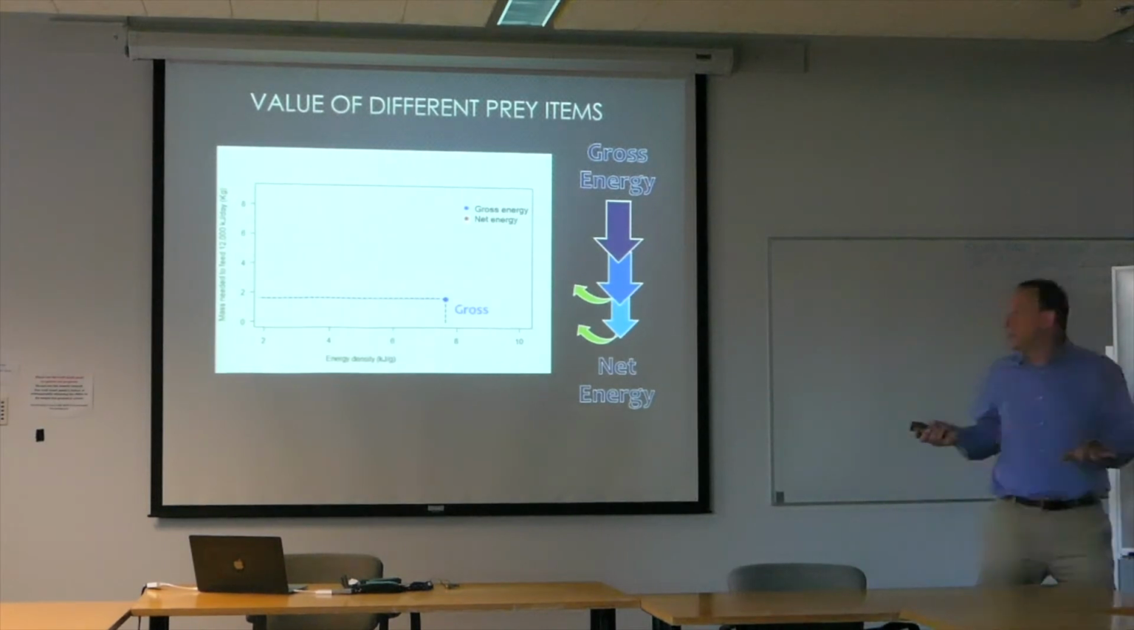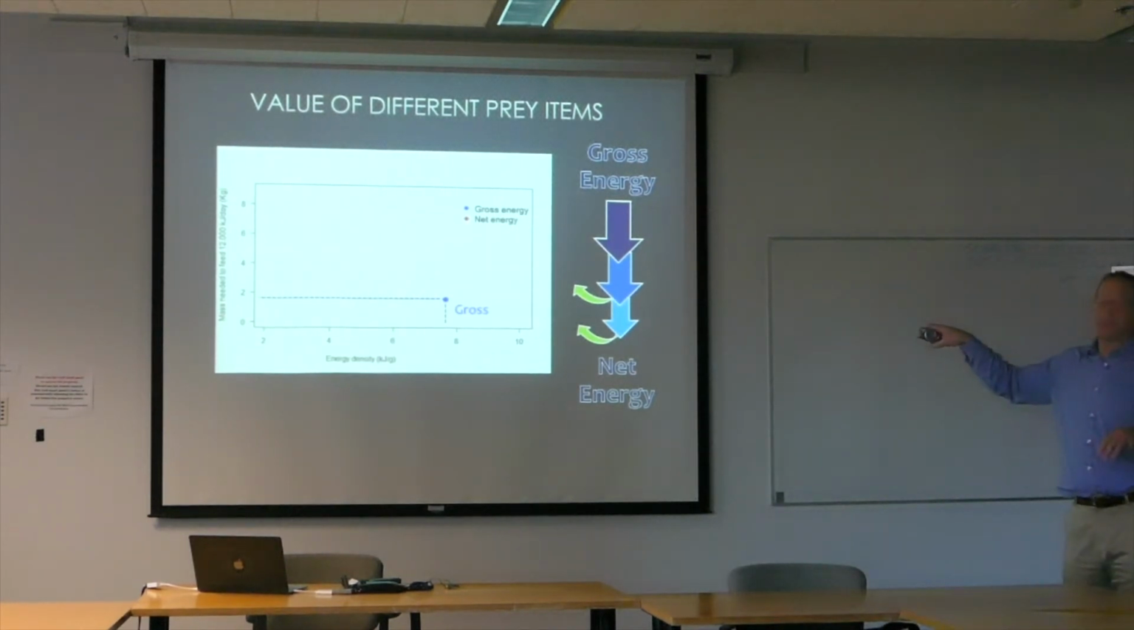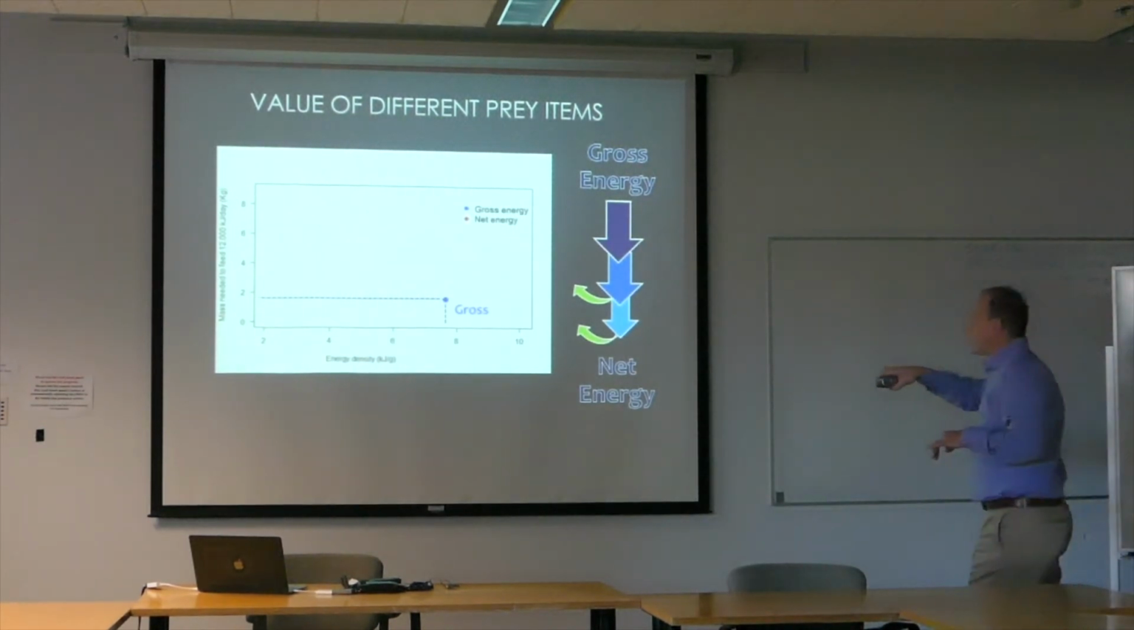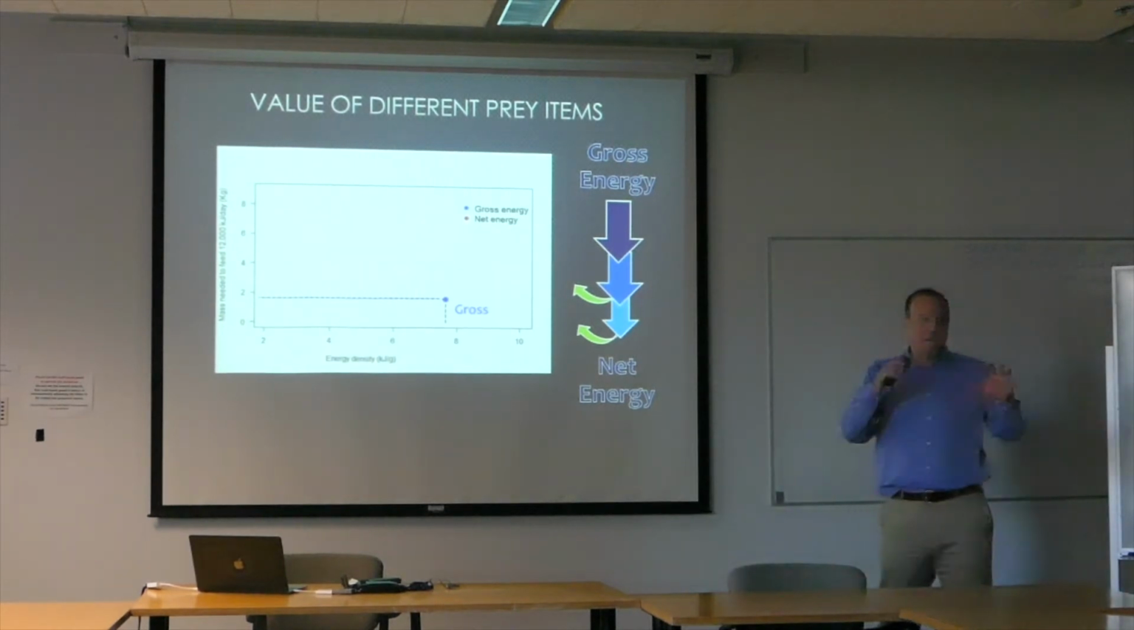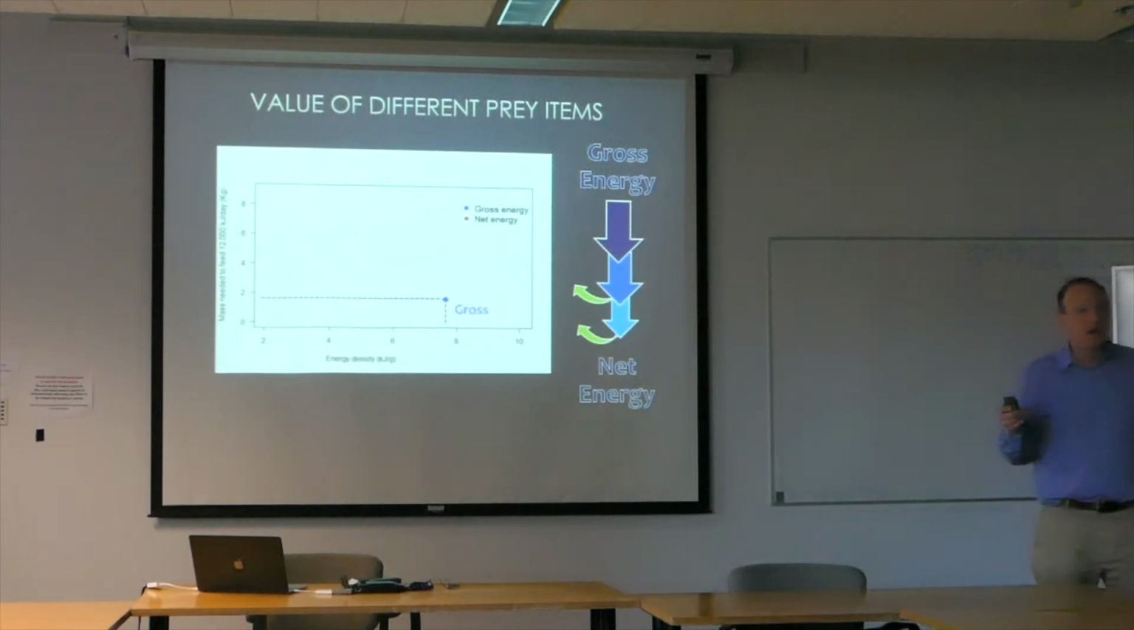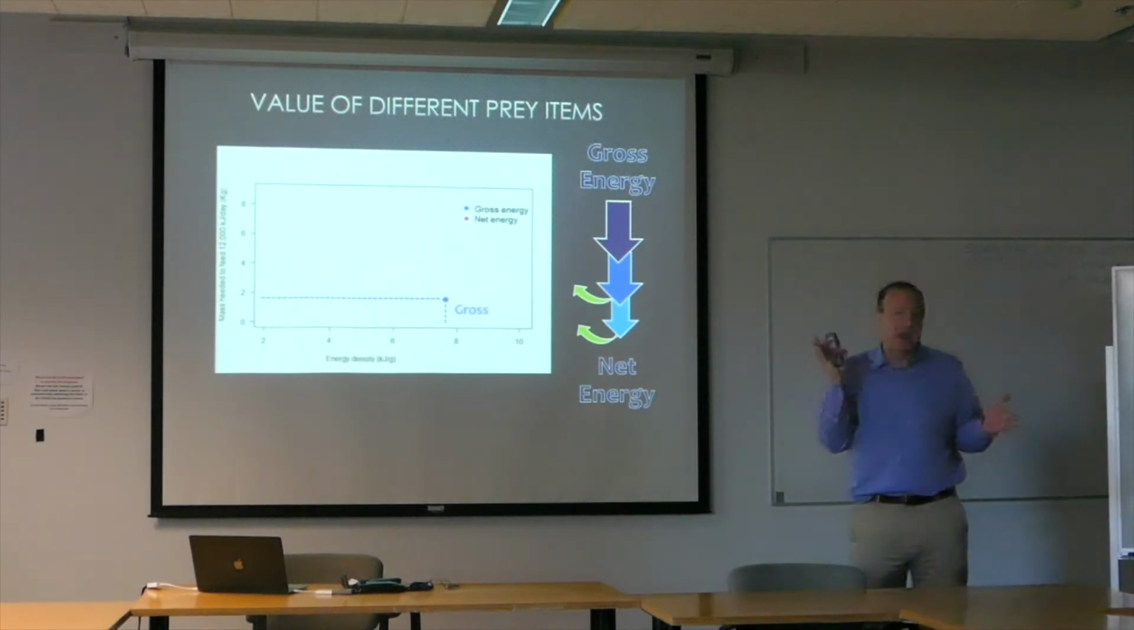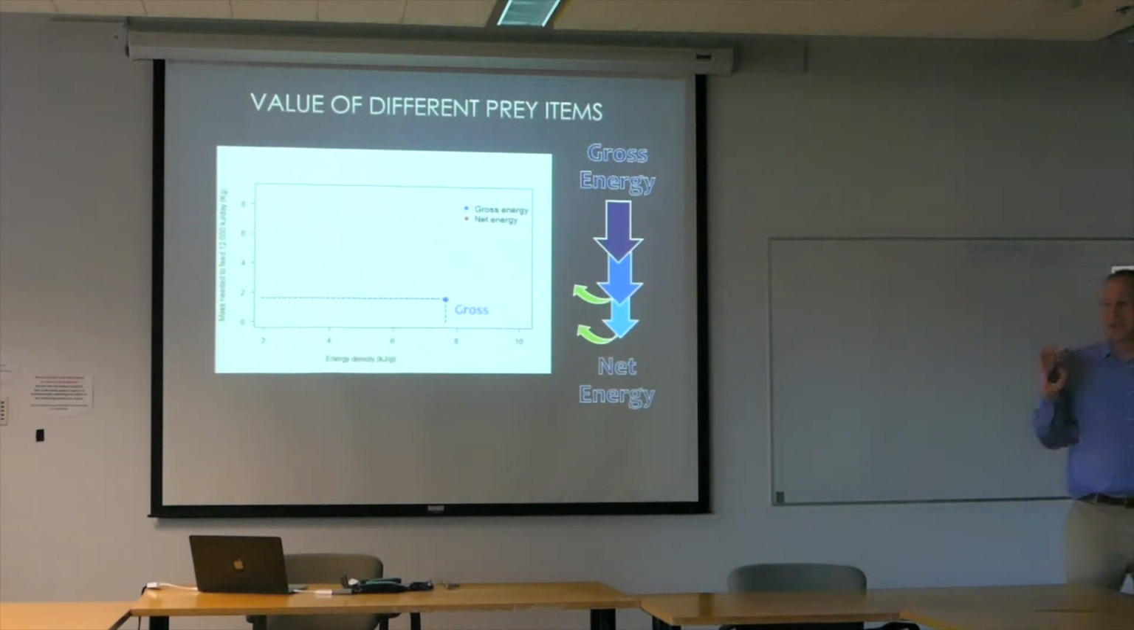Okay, so here's an illustration. On the x-axis we have the energy density of the fish. On the y-axis we have the amount of fish, the kilograms required to fulfill a certain energy requirement. In this case, I picked 12,000 kilojoules per day. That's probably what a harbor seal needs. So if we look at something with a fairly high energy density, let's say herring at almost 8 kilojoules per gram, that's the gross energy, that's the chemical energy in the fish.